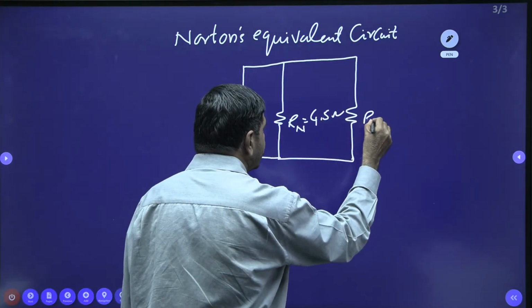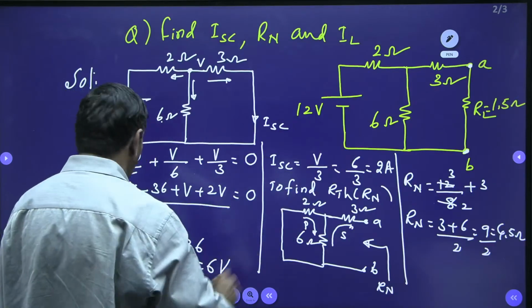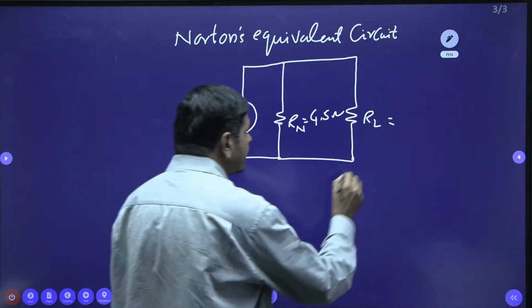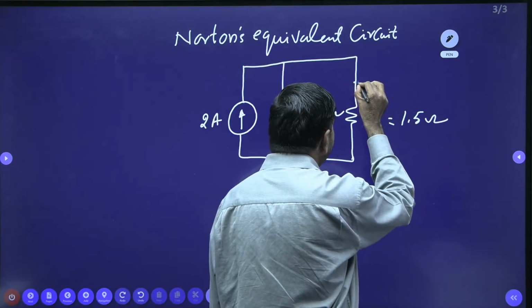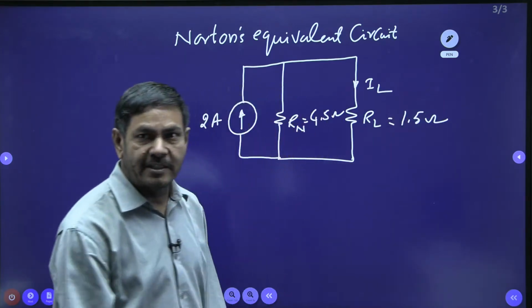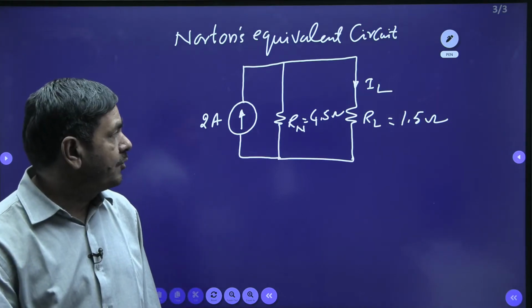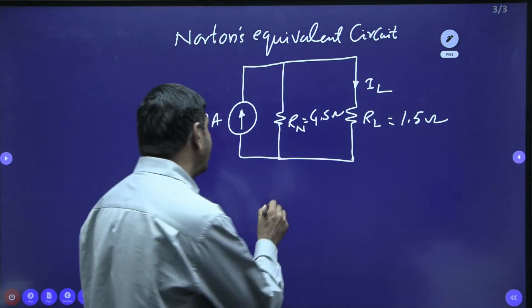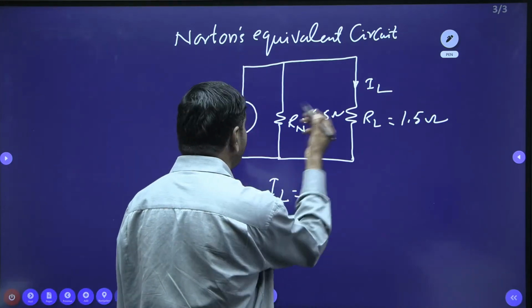And the load is also given in the problem. Load resistor RL equals 1.5 ohm. Now you can determine the current passing through this RL. That is the load current. By using the current divider formula, you can determine IL.